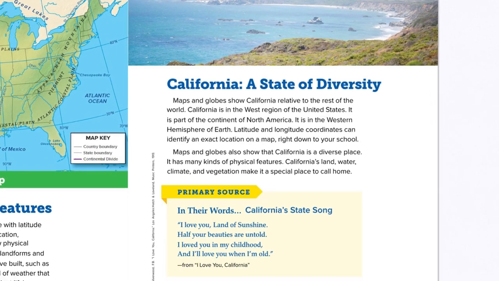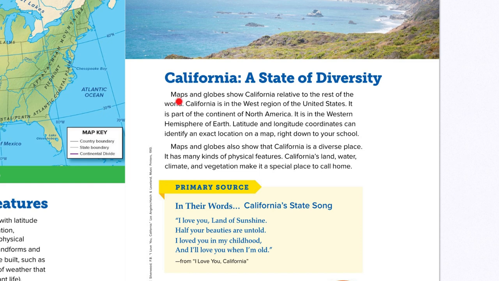California, a state of diversity. Maps and globes show California relative to the rest of the world. California is in the west region of the United States. It is a part of the continent of North America. It is in the western hemisphere of the Earth. Latitude and longitude coordinates can identify an exact location on a map, right down to your school. Maps and globes also show that California is a diverse place. It has many kinds of physical features. California's land, water, climate, and vegetation make it a special place to call home.